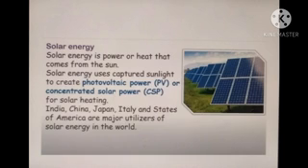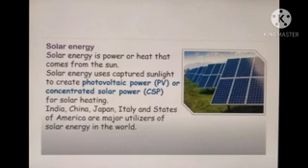First we see solar energy. The sun produces energy in the form of heat and light. Solar energy is not harmful to the environment. Photovoltaic devices or solar cells directly convert solar energy into electricity.